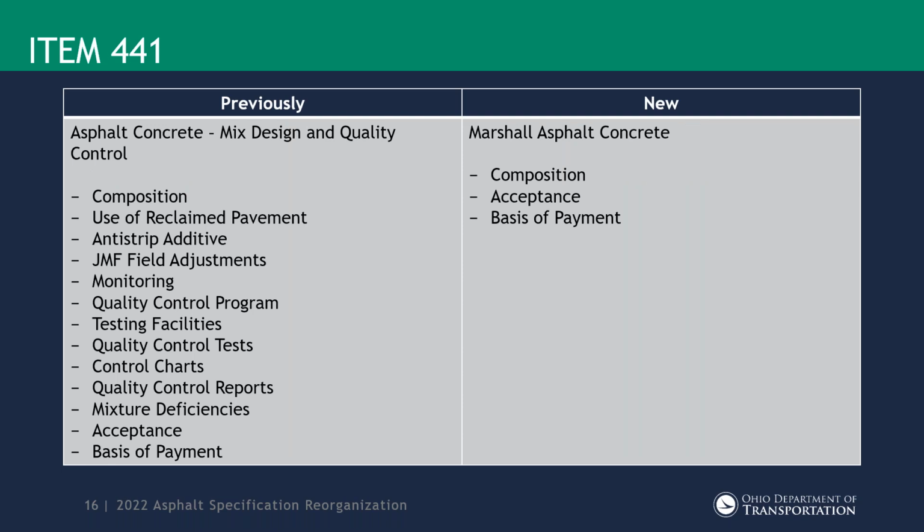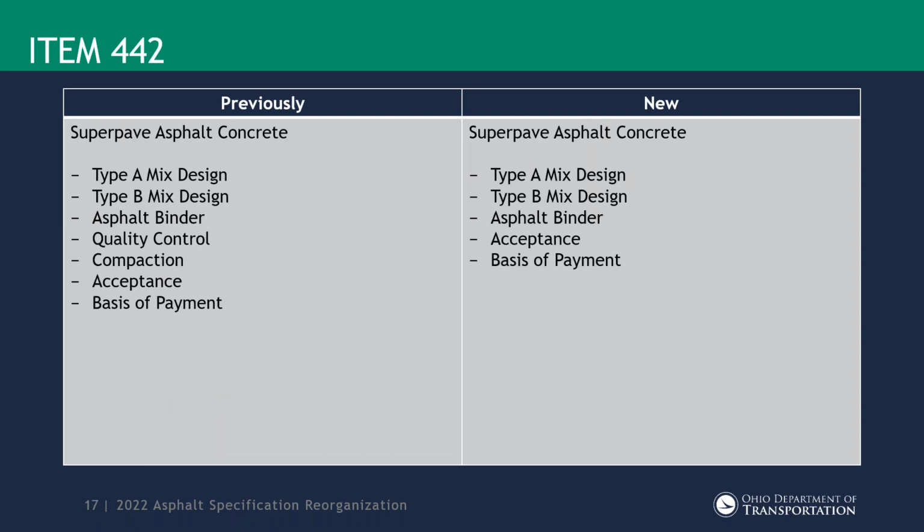441, this again kind of got decimated. All the quality control stuff that was in here basically moved to 403 or moved somewhere else, and it was renamed as being Marshall Asphalt Concrete to differentiate it then from 442, which is still Superpave. Again, not a lot changed here, but it had its own quality control stuff, and so that got moved to 403.